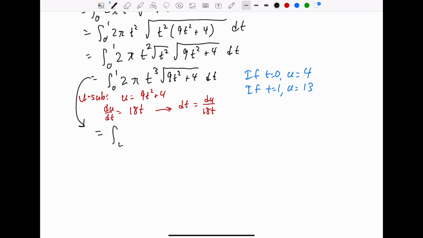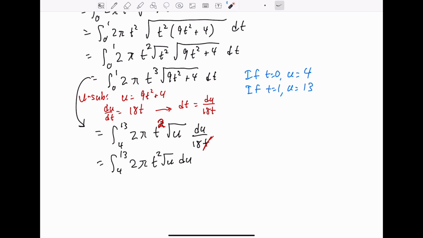So the transformed integral is now from 4 to 13, 2 pi t cubed times the square root of u, and dt is du divided by 18t. We can cancel out one factor of t here to have t squared, and then we're kind of stuck. We have the integral from 4 to 13, 2 pi t squared square root of u du. What's the issue here? Well, we have two different variables. The t didn't go away.